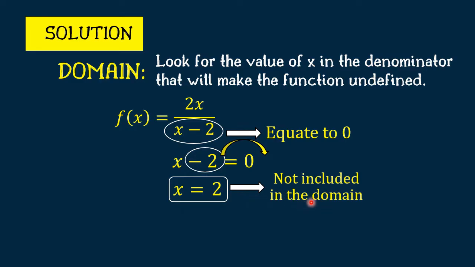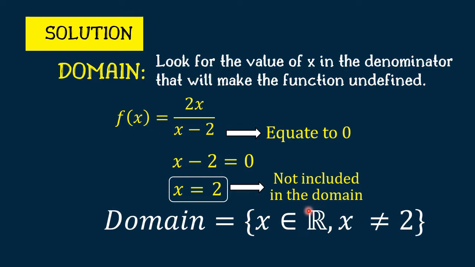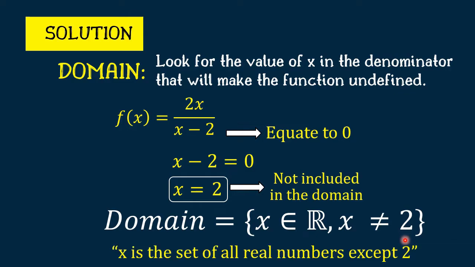And it is not included in the domain. Take note, if that value of x will make our function undefined, it is not included in the domain. So therefore, we can state that the domain is the set of all values of x, the set of all real numbers except for positive 2. So we can read this set builder notation as x is the set of all real numbers except 2.